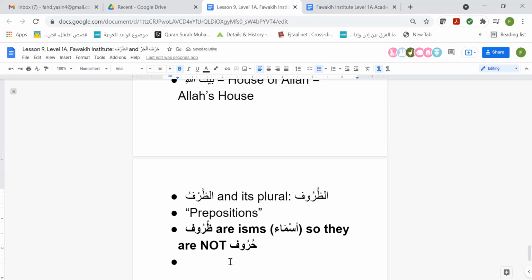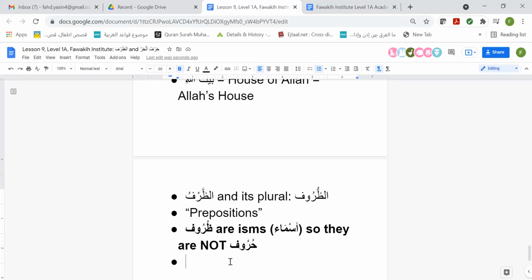Okay, so you guys learned the huruf al-jar: min, ila, an, ala, fi, ba, kaf, lam, etc. Those are huruf. These are not huruf. You'll see that they have the same function, which is confusing to students. They do have the same function, but the dhuruf are actually isms and they're not huruf.